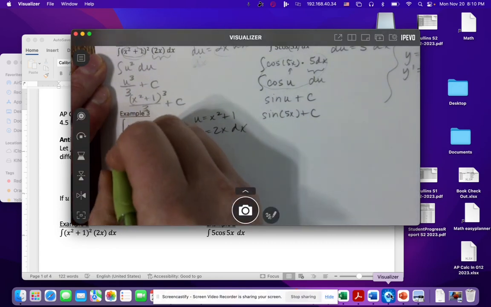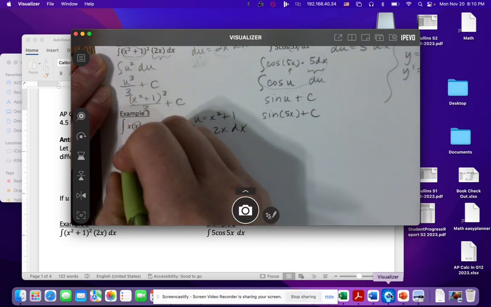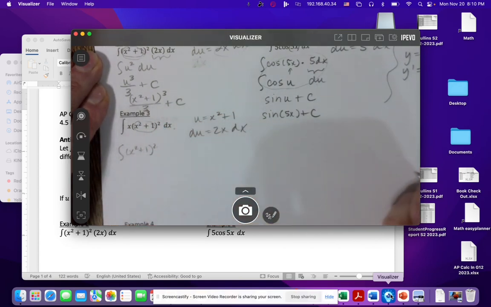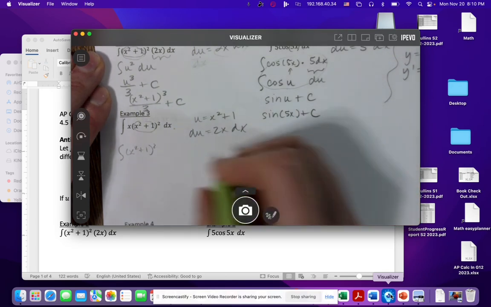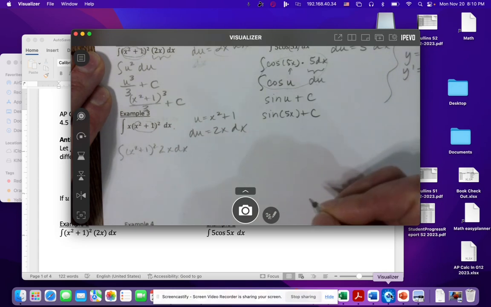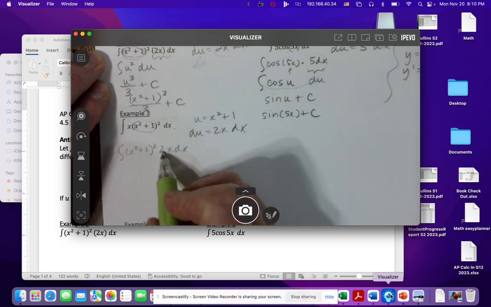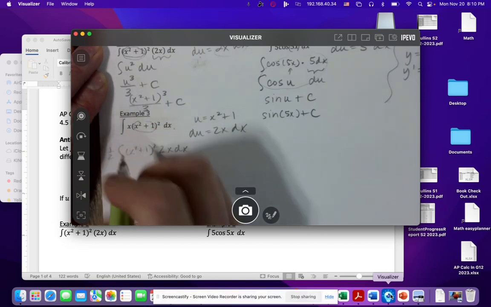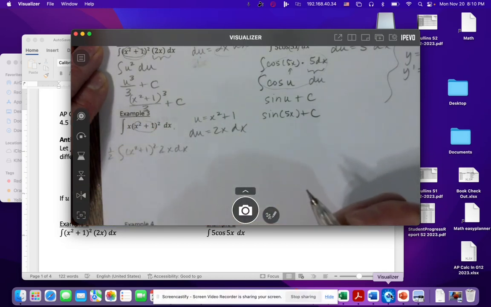So let's think about this. I know I want to reorganize it. I want to have the x squared plus 1 squared first, right? That's going to be my u squared part. And then I have this x dx, but I want there to be a 2 here. So if I want to multiply this by 2, I need to offset that by multiplying by a 1/2, because 1/2 times 2 makes 1.